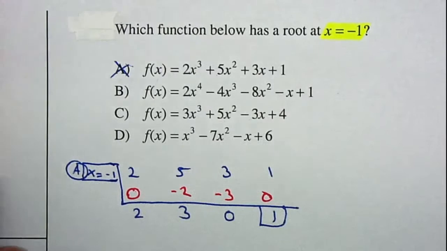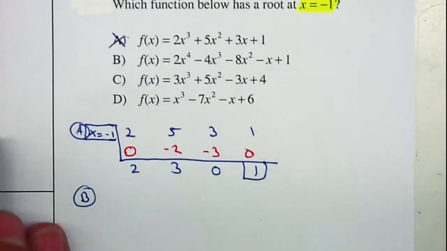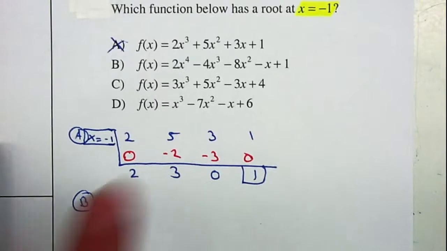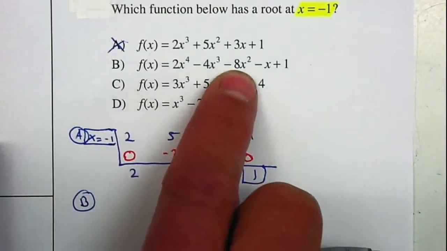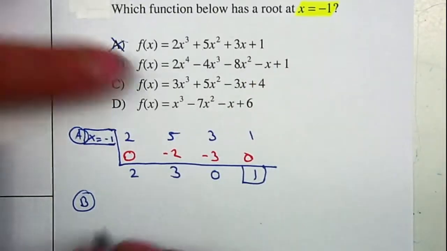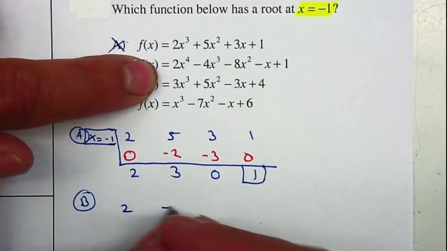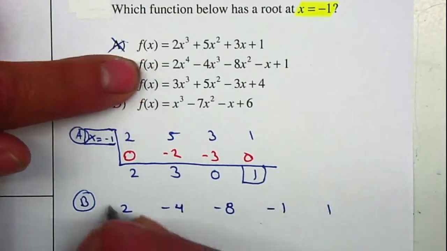So let's try letter B. For letter B, I'm going to go through the same process. I want to make sure that I'm not missing any exponents. X to the 4th, x to the 3rd, x squared, x and the number, and I'm not. If you are, then you have to make sure that you place a 0 as a placeholder. So we have 2, -4, -8, -1, and 1.